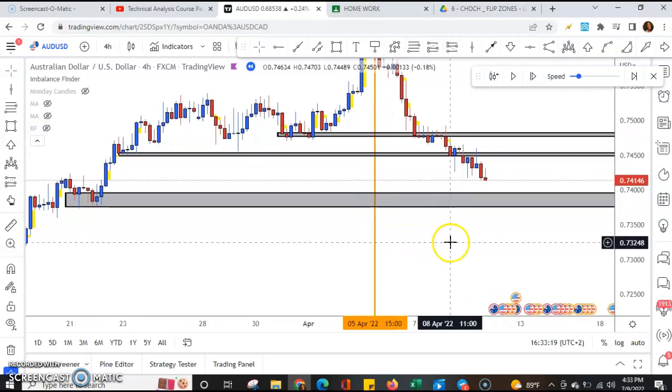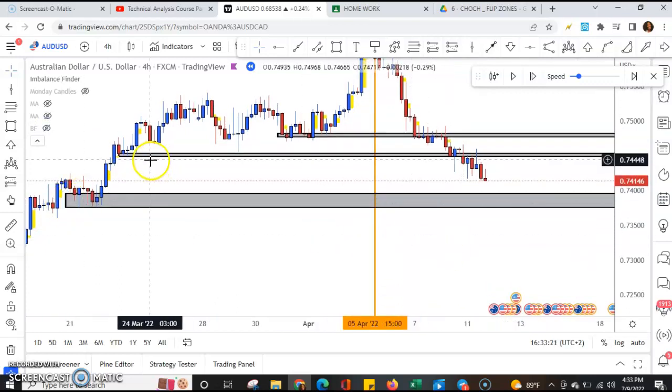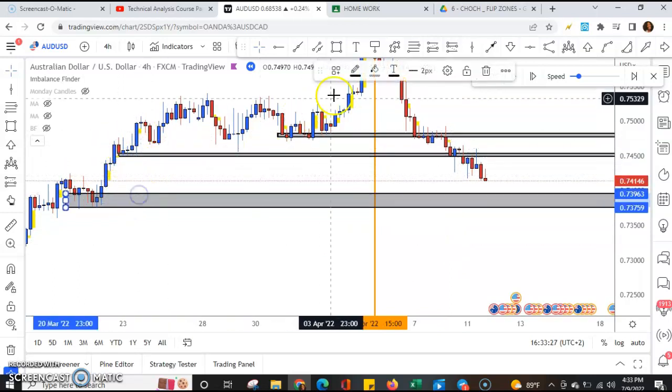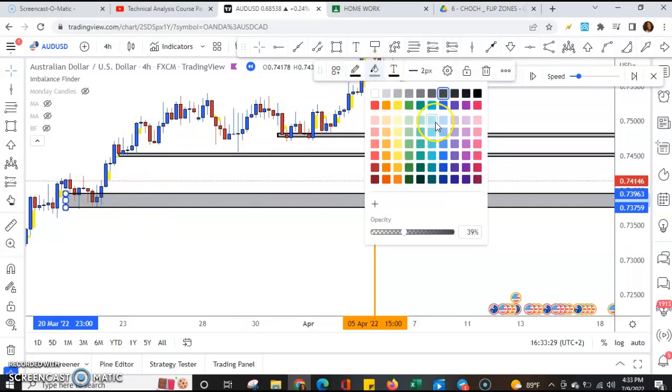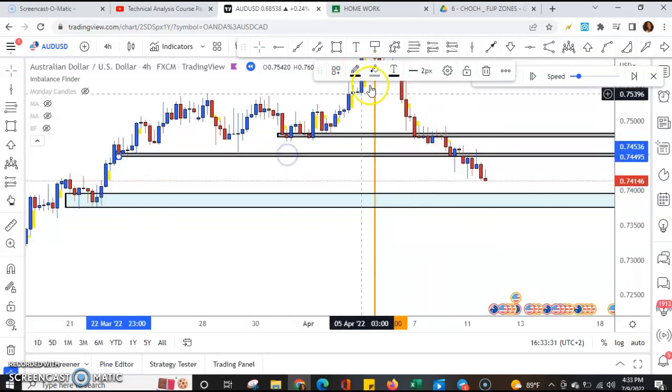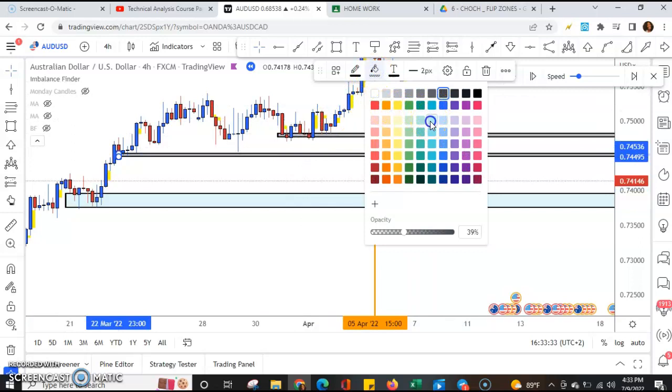All right. Now that I've identified some of my zones, just know that on the left-hand side is where we set up the market, and then typically on the right-hand side is where we take our trades.